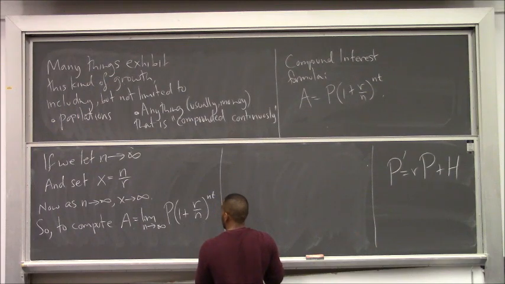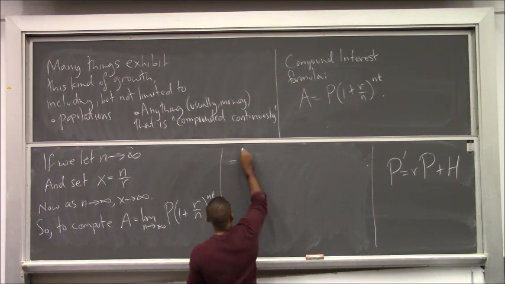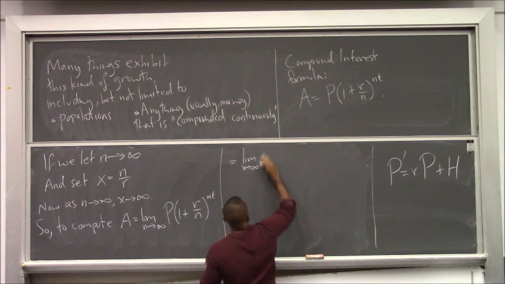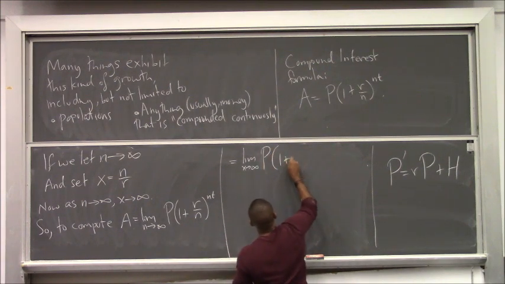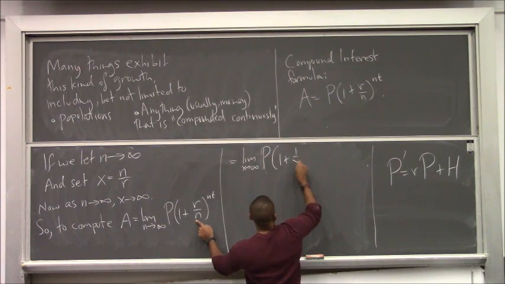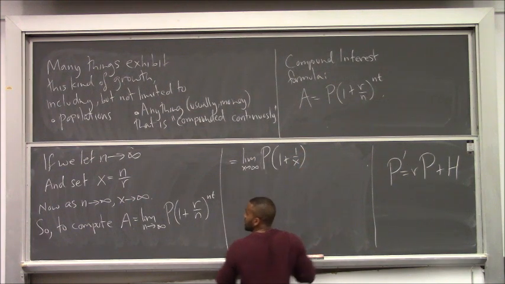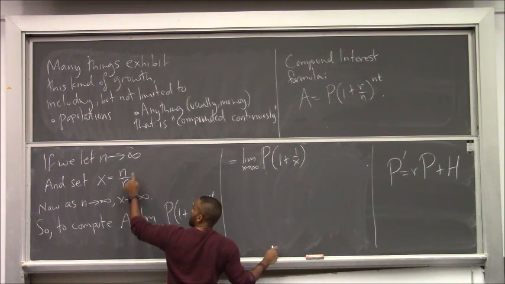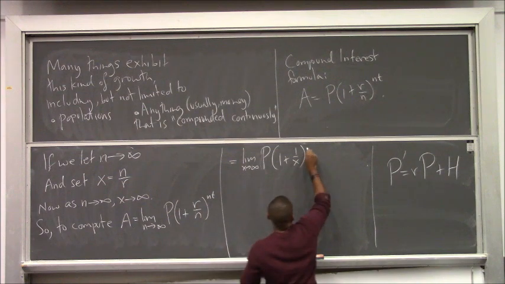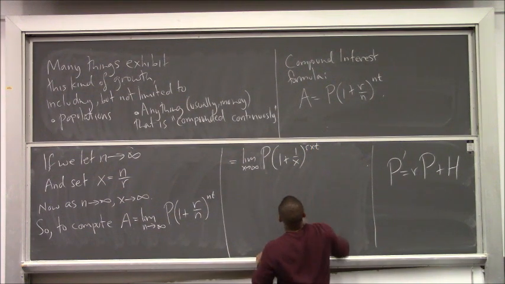Pretty much, almost. What we have is, you can see it almost clearly. I made the substitution to see it even clearer. What you'll notice here is that if I change the variable to x, the limit as x approaches infinity of P times 1 plus, well, this would be 1 over x. And since my x is n over r, my n is r times x. So I can change this to r times x times t.